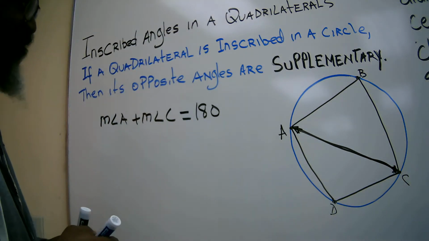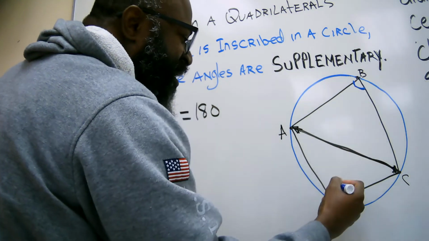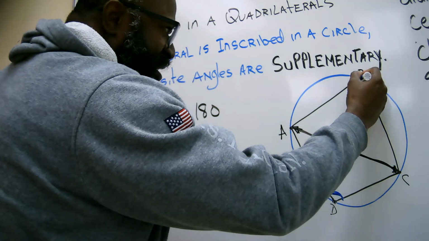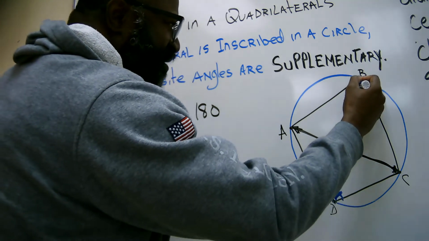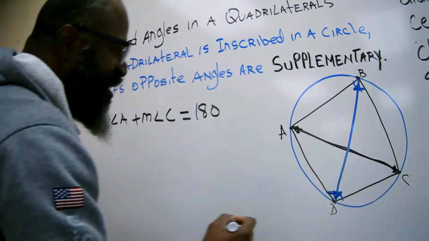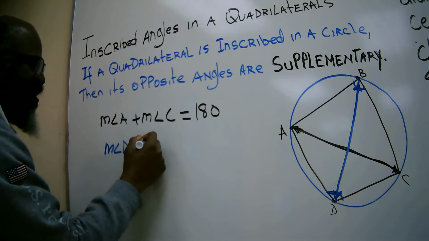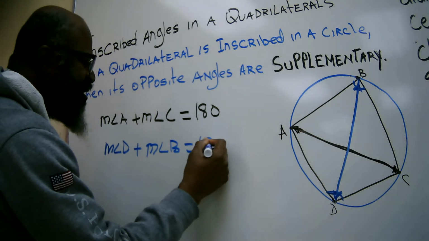Let's break it down. Same thing if I take this angle B here and angle D, if I sum them up, they have to add up to 180. Those two angles are opposite to each other. That's the meaning of opposite. So if I sum up angle D plus angle B, it must be equal to 180.